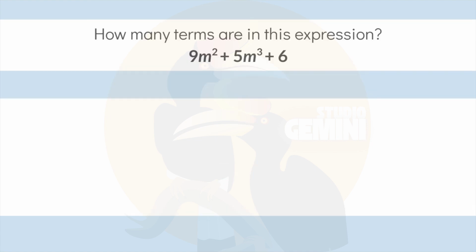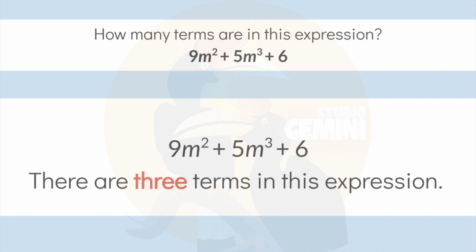How many terms are in the expression 9m squared plus 5m cubed plus 6? Remembering that the terms of an expression are the parts separated by addition, we can see that the terms here are 9m squared, 5m cubed, and 6. So there are 3 terms in this expression. Let's look at another example now.